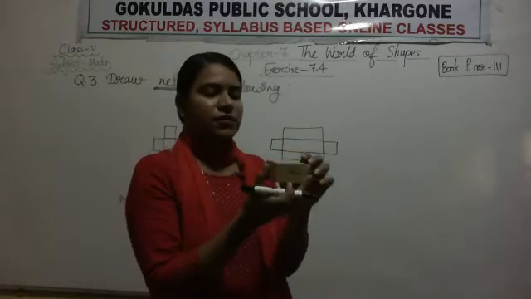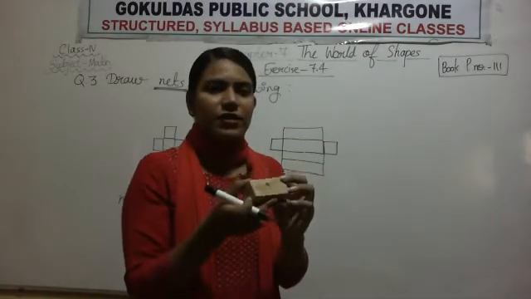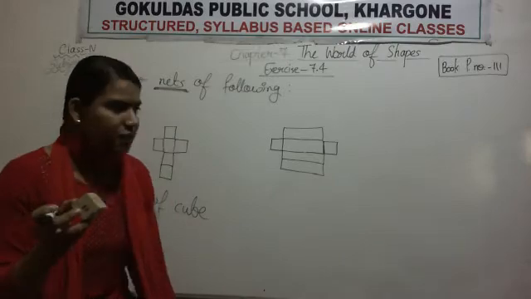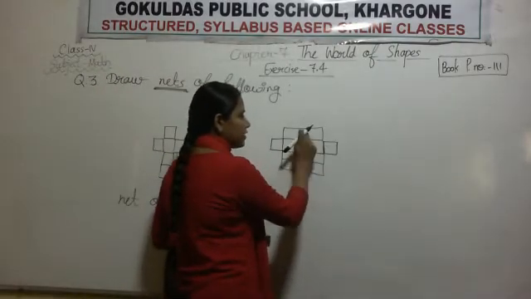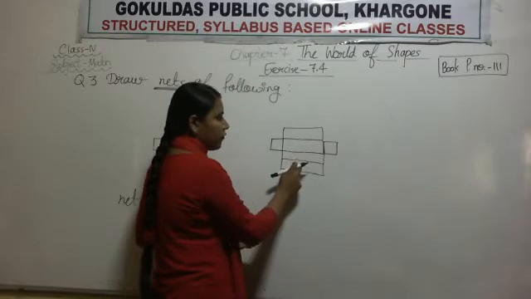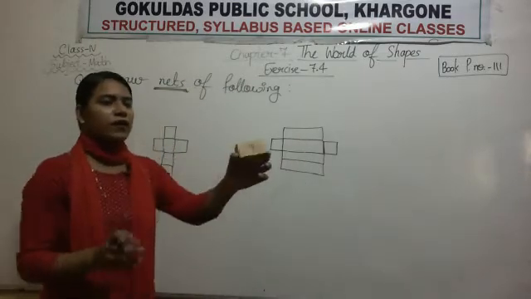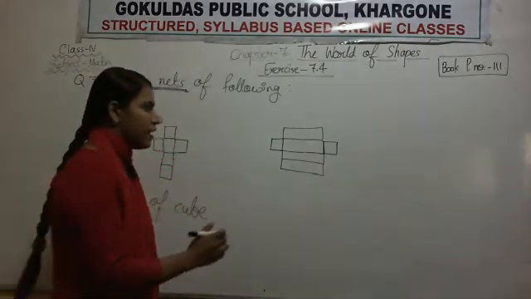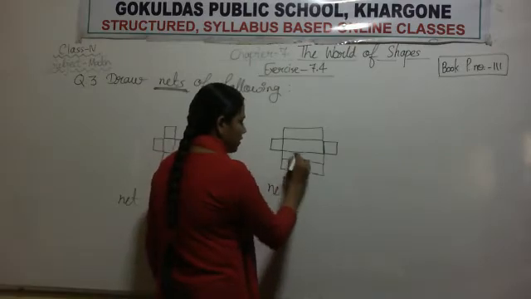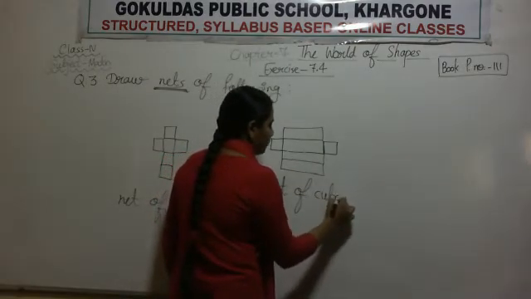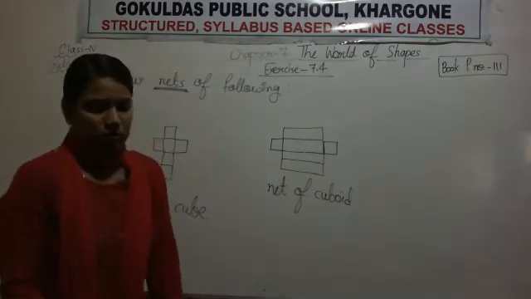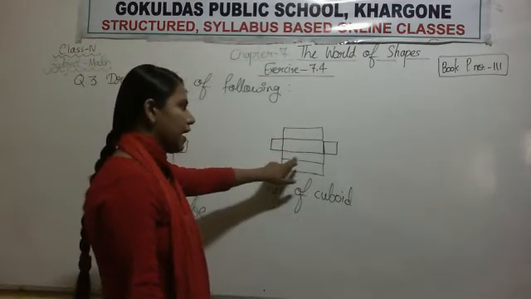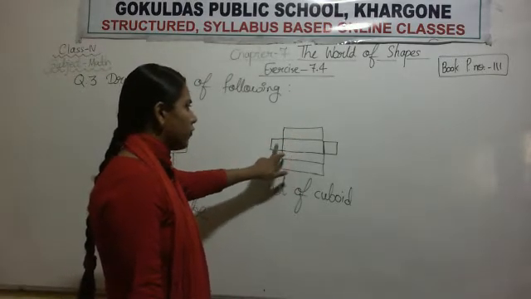So this cuboid has 4 rectangular surfaces and two square surfaces. So these are the 2 square surfaces and 1, 2, 3 and 4 rectangular surfaces. When we open this cuboid, we get a 2D flat shape which is known as net of cuboid. So it is a net of cuboid. As this cuboid has 6 faces, in the same way our net has 6 faces, 1, 2, 3, 4, 5 and 6.